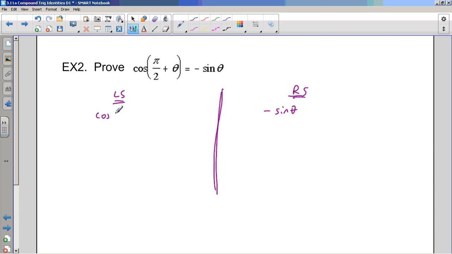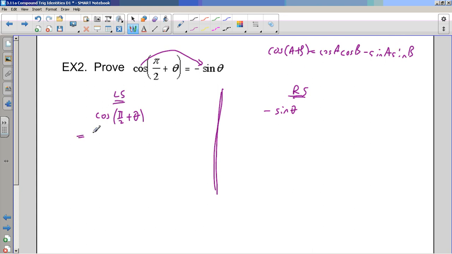And hopefully you remember that this is actually one of the compound trig identities from yesterday, and this is a fact that we just remembered. But we're going to prove this using our compound trig identity. This one right here. Cos of a plus b is cos cos minus sine sine. Have you got it memorized yet? No, maybe not yet. You could look it up.